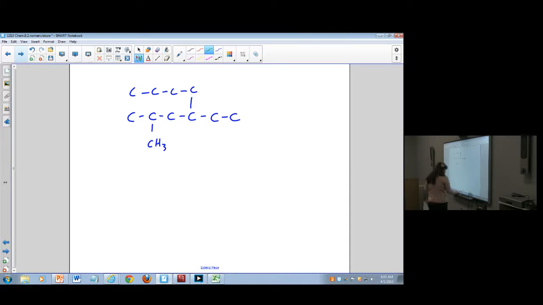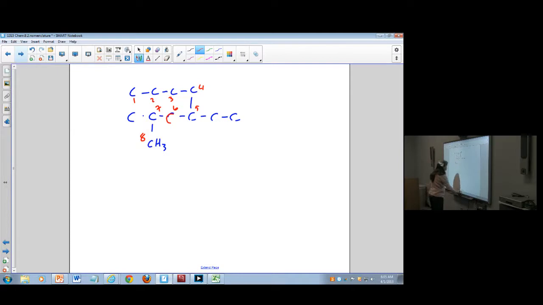All right, so our first task is to find the longest continuous chain. So we might say in our straight chain, 1, 2, 3, 4, 5, 6. So we might be tempted to say 6. But that's not correct because we can keep counting, and so you should keep counting all the time. 1, 2, 3, 4, 5, 6, 7, 8 in this part if I go through here on this part of the chain. And then I have some substituents.